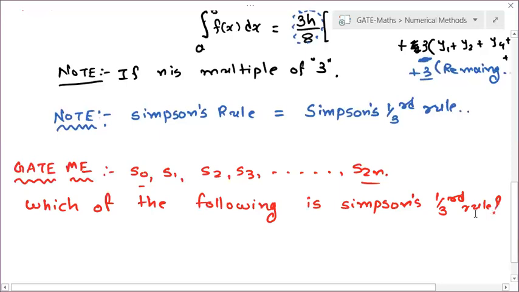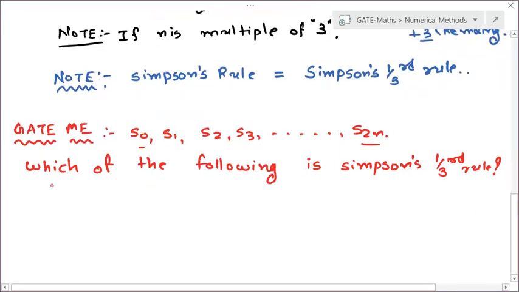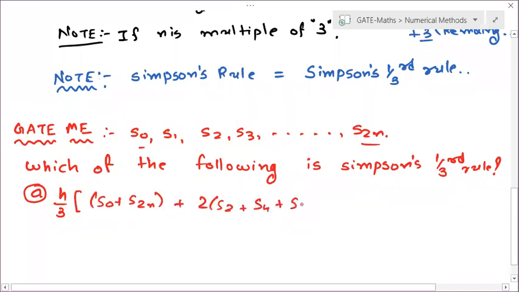They are asking this. So if you see over here, they will give you 4 options. In any one option, they will give you Simpson's 1/3 rule, right? So h by 3, first term plus last term, s0 plus s2n, plus 2 times all the even numbers. So s2 plus s4 plus s6. And what will be the last even number? See, 2n is even, isn't it? In spite of n, 2n is always even.